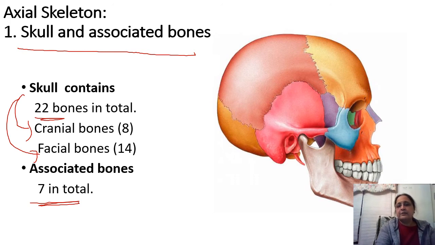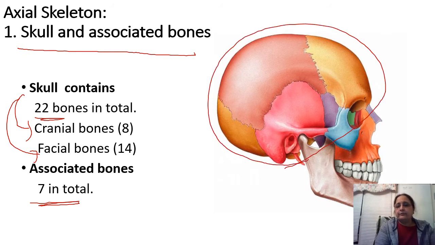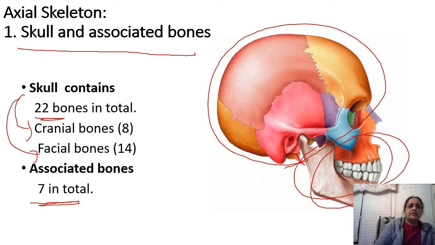As you see in the picture here, this whole skull has the cranium that is involved in protecting the brain, and followed by this whole posterior part, the facial bones.